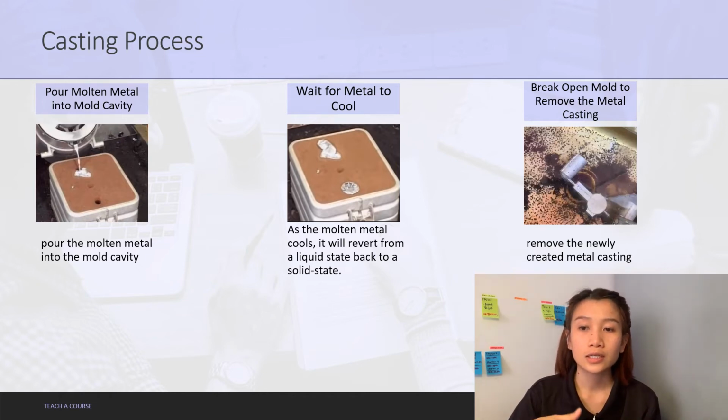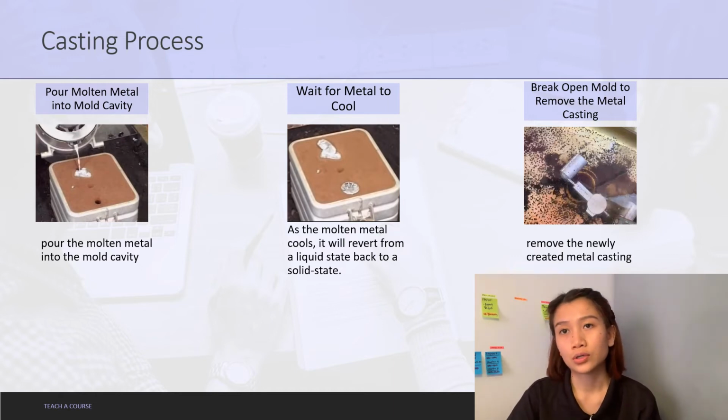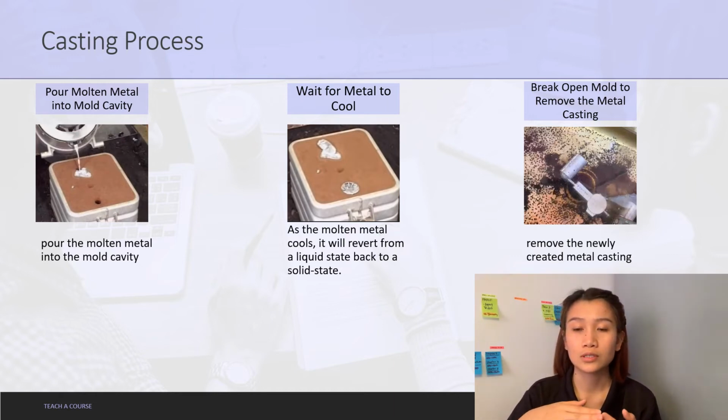Sand casting actually supports various types of metal and alloy, including iron, steel, aluminum, magnesium, and a lot more. Depending on the specific metal or alloy being used, you might need to melt the metal up to 1684 degrees Celsius.